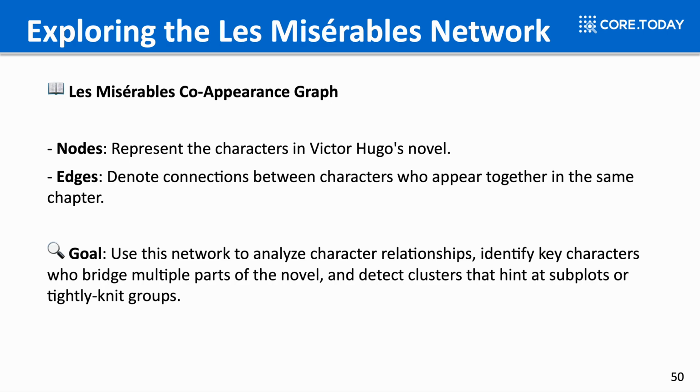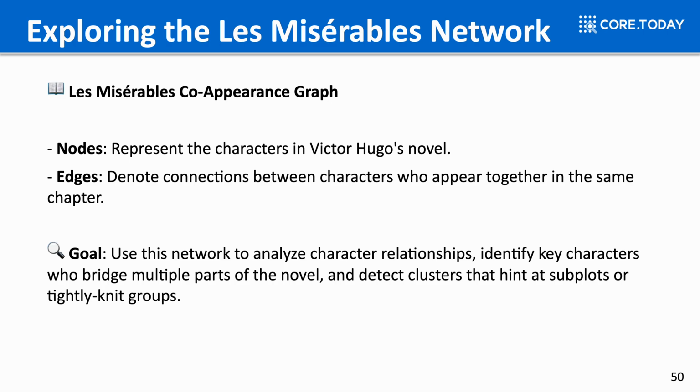The Les Miserables co-appearance graph is an excellent way to explore complex character relationships in literature. Each node in this graph is a character, and the edges show when two characters appear in the same chapter. Why does this matter? For example, we might find that some characters only connect within small storylines, forming clusters, while others serve as bridges between entirely different parts of the book. This exercise reveals the structure of the narrative in a way that's easy to visualize and think about.